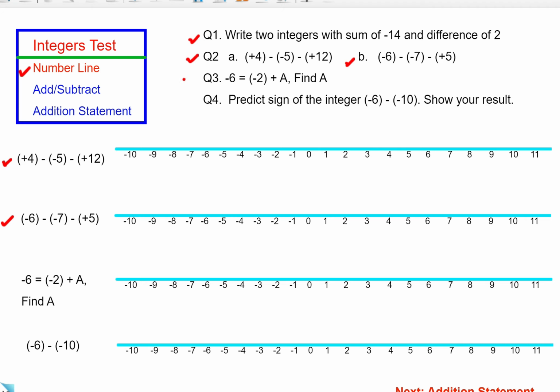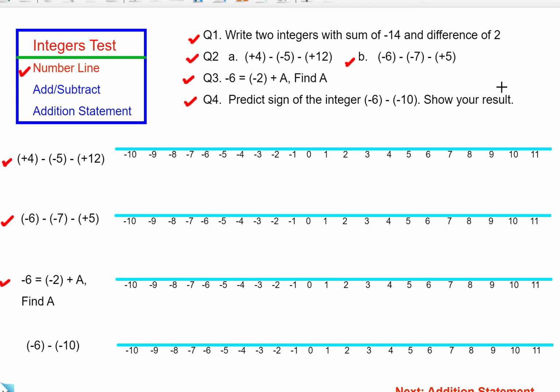Question number 3 is minus 6 equals minus 2 plus a. Find a. You can solve this question in many different ways. I'd like you to use the number line to find its solution. So you can use the third number line to find its solution. Perfect. Question number 4.